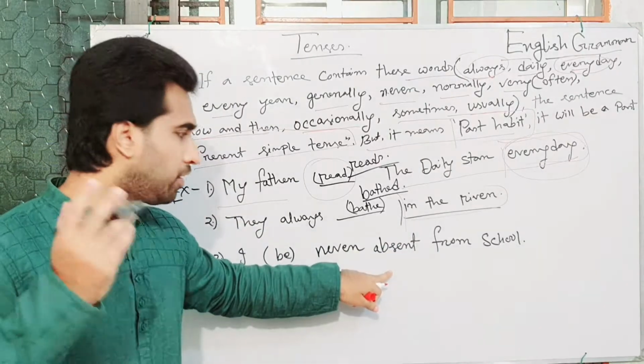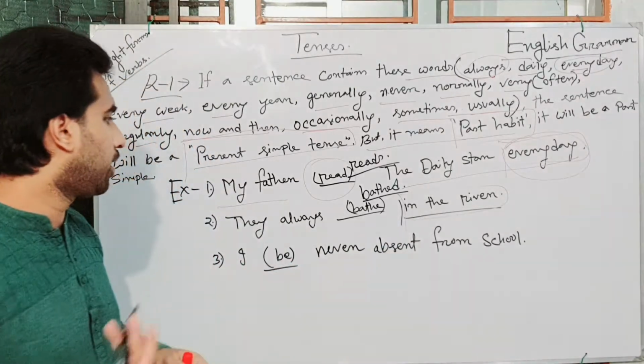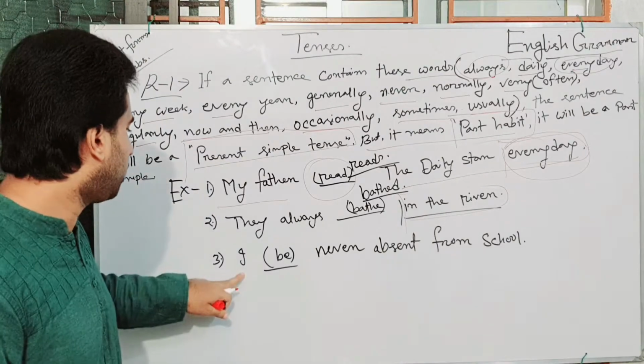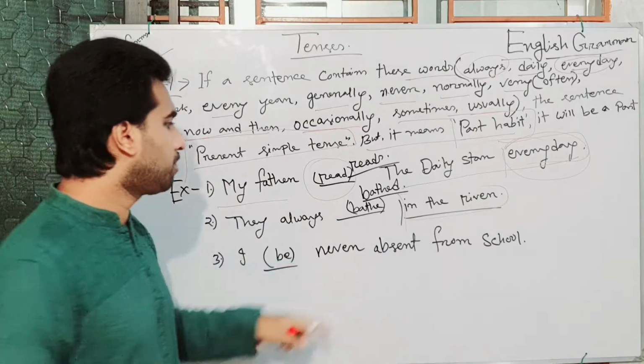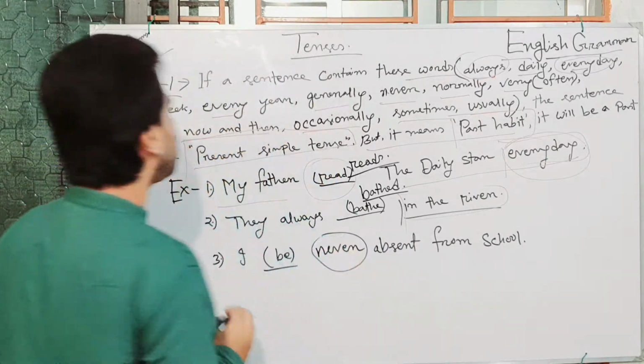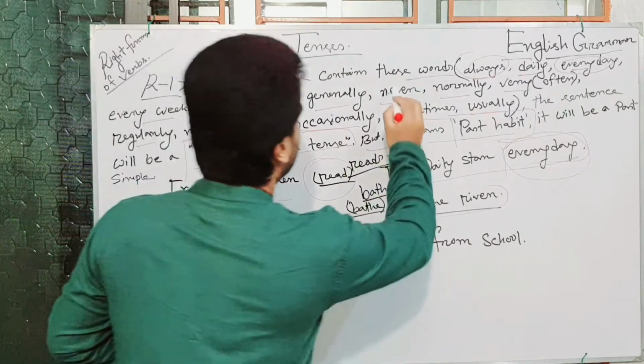The next one is: I dash never absent from school. Now I am studying at university, so I never go to school. Here we also find the word never.